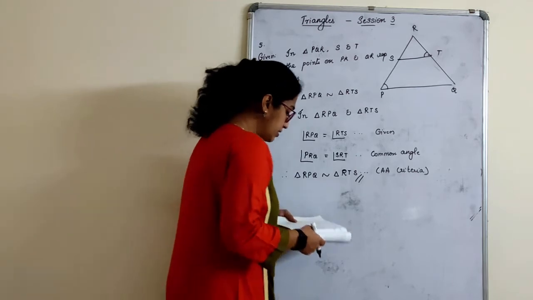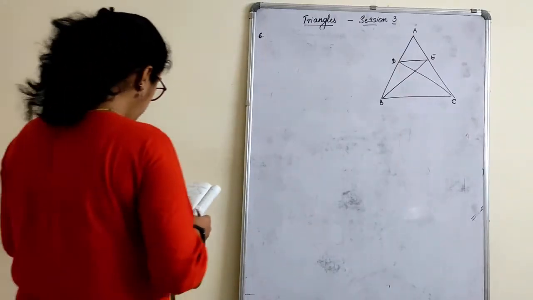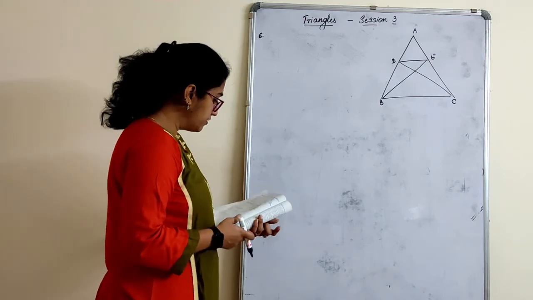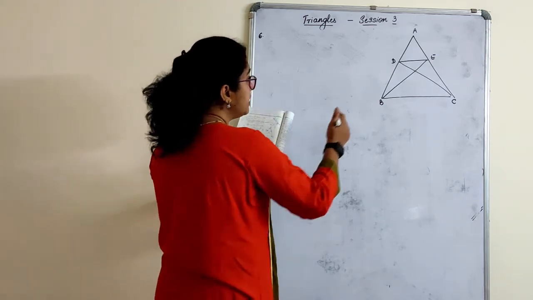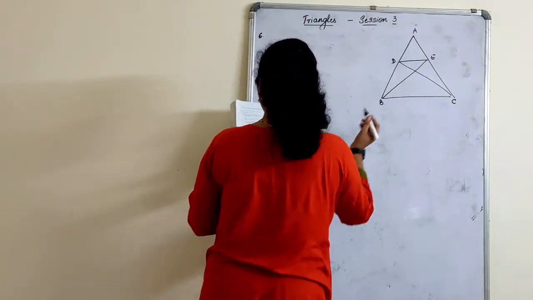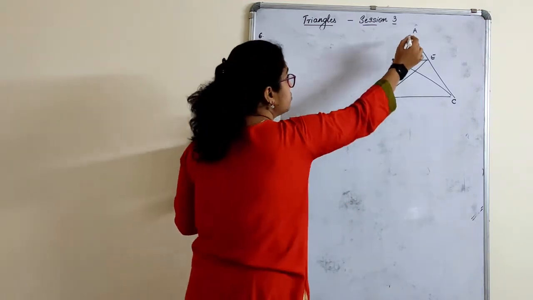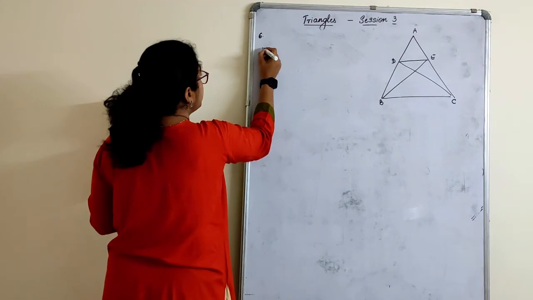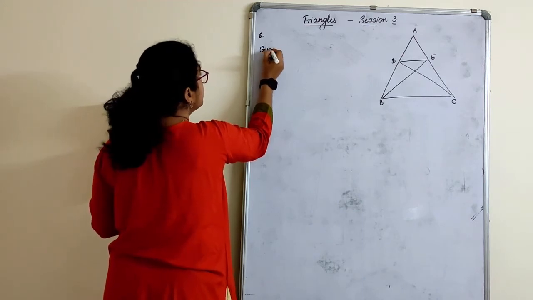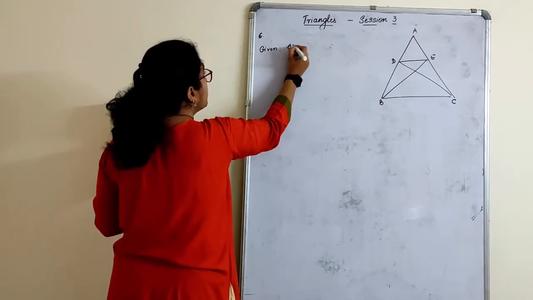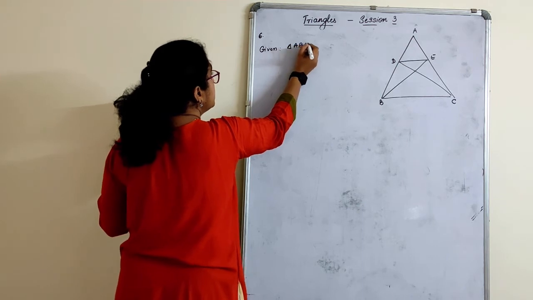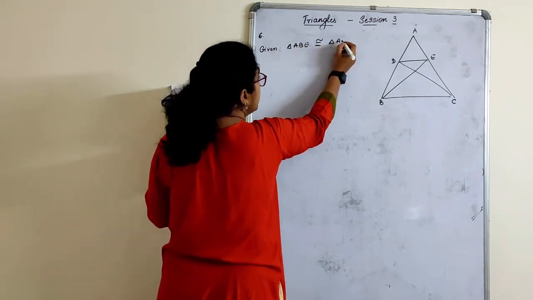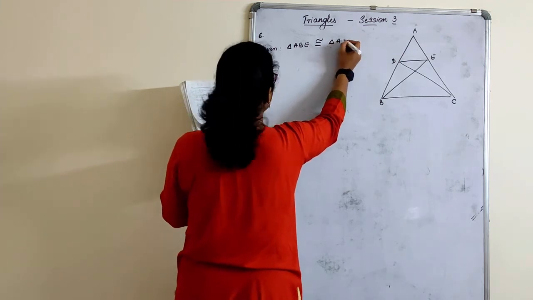We'll move on to the next one. Sixth. We'll start with the sixth one. So in the given figure, triangle ABE is equal and congruent to triangle ACD. So we'll first write that given: triangle ABE is equal and congruent to triangle ACD.